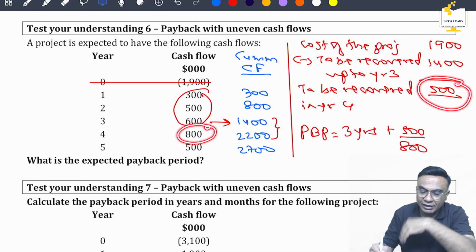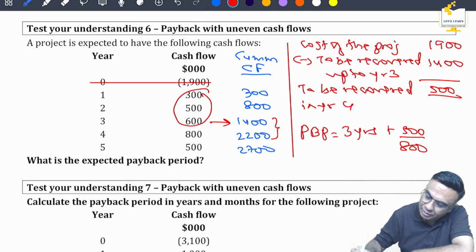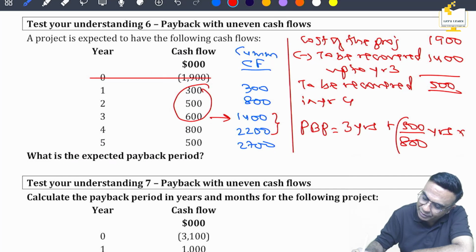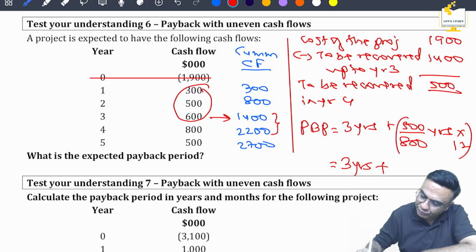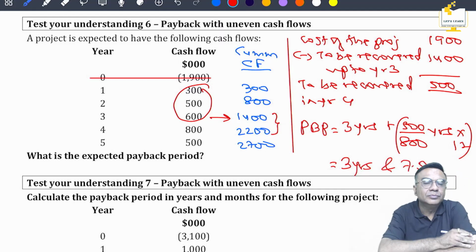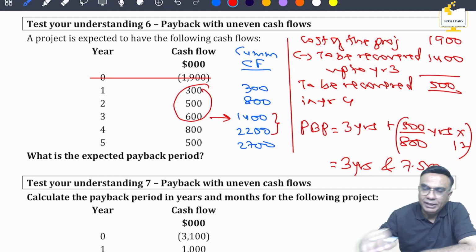So 500 divided by 800 years, but I want answer in months, so we better multiply with 12. So this comes to how much? 500 divided by 800 into 12, that is 7.5 months. So I can say 3 years and 7.5 months is your answer. I hope the point is clear. Very simple, right?